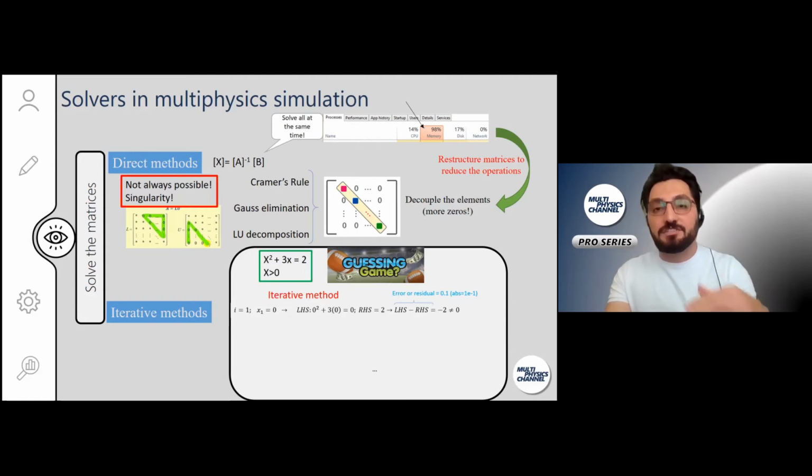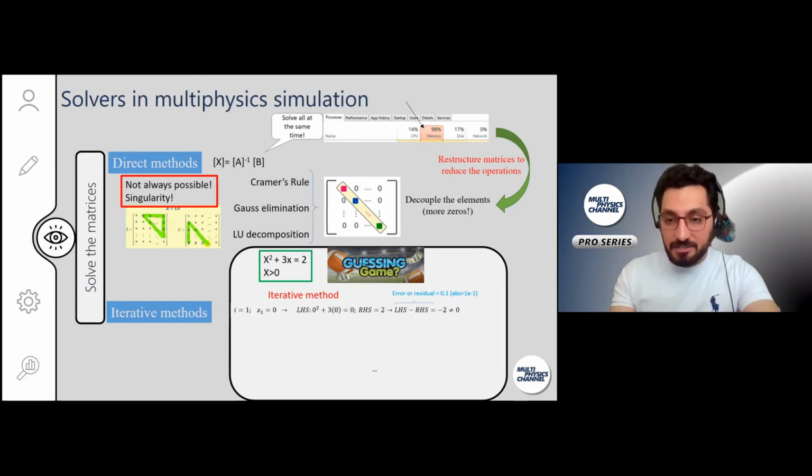It means that I do this iterative process until I get a residual less than 0.1. If you look at now, I have -2, whose absolute value is 2, so it's not less than 0.1. So I have to continue. But because it was a negative value, I have to increase my initial guess. My previous guess was 0, and the next guess would be something like 1.